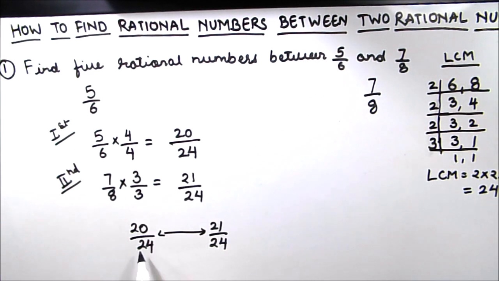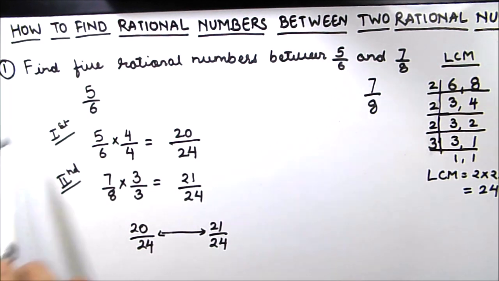Now we have two fractions, 20 by 24 and 21 by 24, and we need to find five rational numbers in between the two numbers. By just looking at the fractions, we cannot write any rational number in between them because 21 by 24 comes just after 20 by 24. So what we'll do is make equivalent fractions with bigger denominators so that we can write more fractions in between the two fractions.